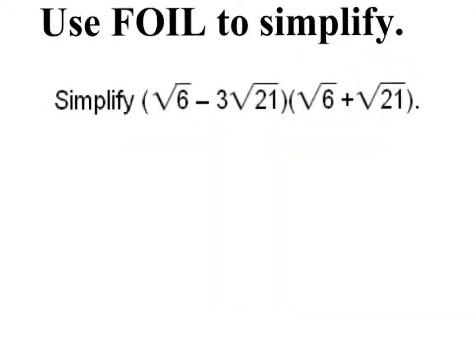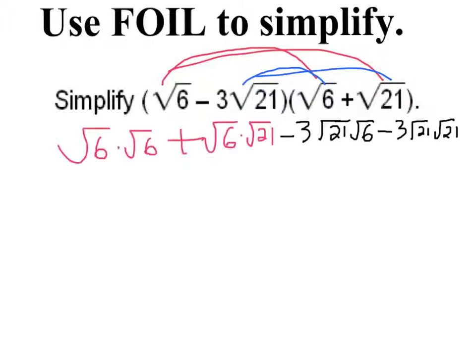All right, we just did distributive property. So now we're going to do FOIL, which is basically distributive property twice. So we're just going to take that 6 square root 6 and multiply it to both of those. And then we're going to take that negative 3 square root 21 and multiply it to both of those. So here we go. All right, take a look at what I did here. I just basically showed my multiplication.